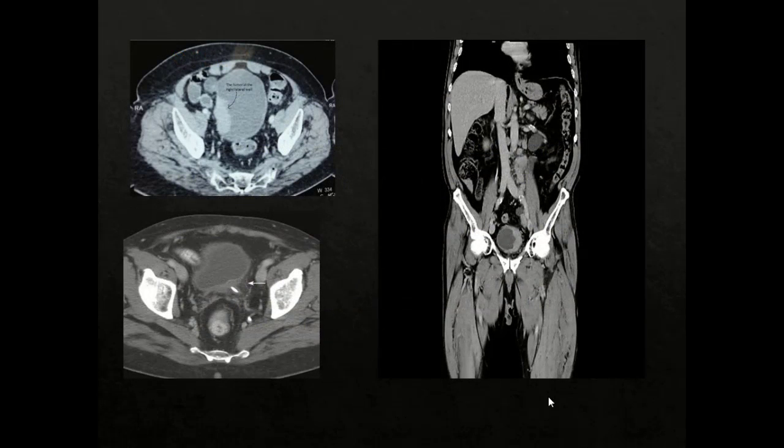Here is a CT image, a transverse section, and you can appreciate the growth at the right lateral wall. Again, in another image here, growth is present at the base of the bladder.